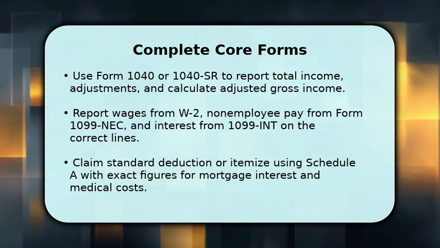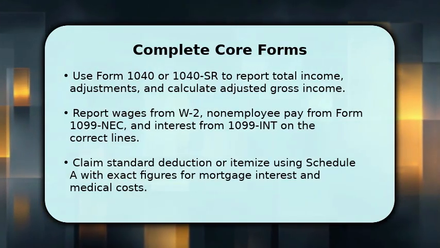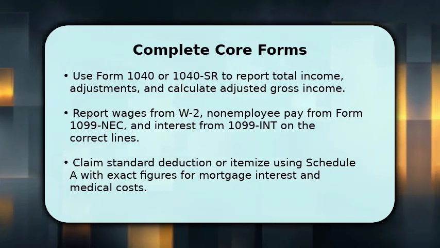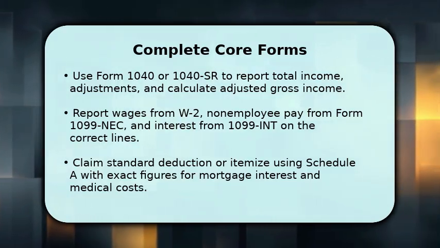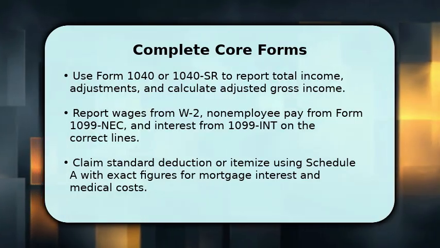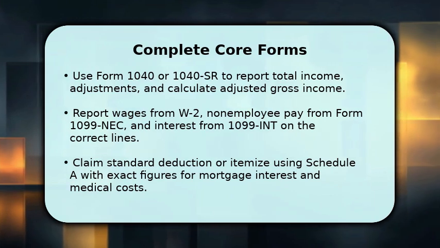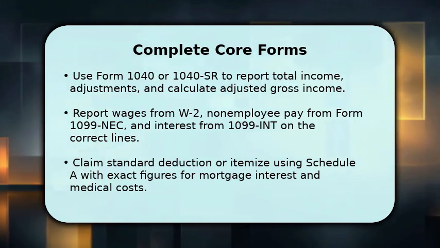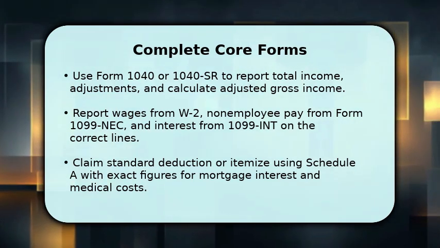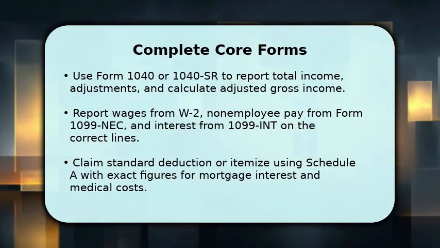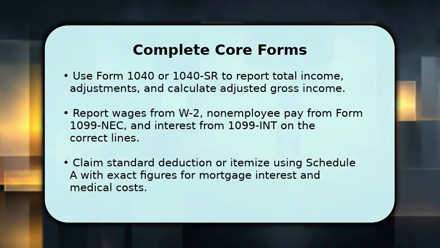Begin filling Form 1040 or 1040-SR. Enter your name, Social Security number, and filing status, then list total income and compute adjustments to reach adjusted gross income. Transfer wage amounts from W-2 boxes to the wage line and enter non-employee compensation from Form 1099-NEC and interest from 1099-INT on their specific lines.